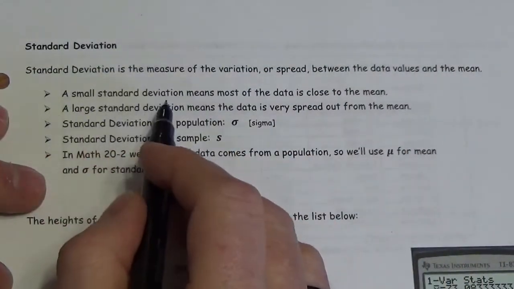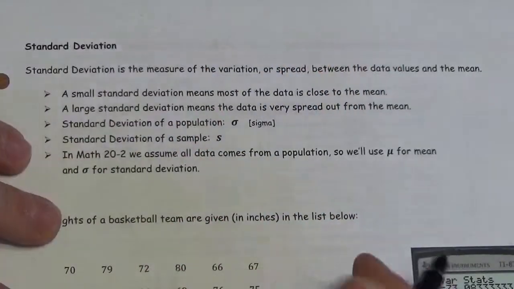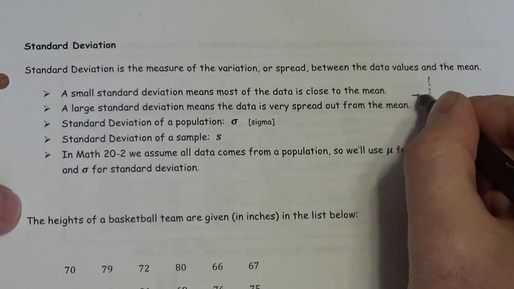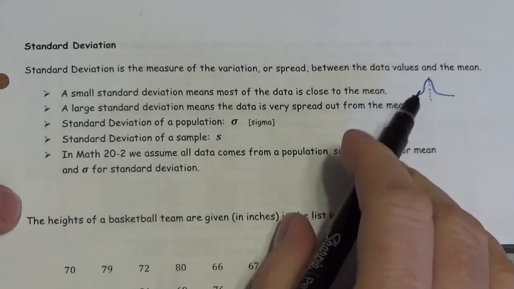Well, a small standard deviation means most of the data is close to the mean. In other words, it's pinched in. So if here's your mean, right down the middle, most of the data is right close to the mean. There's a bit of a spike.